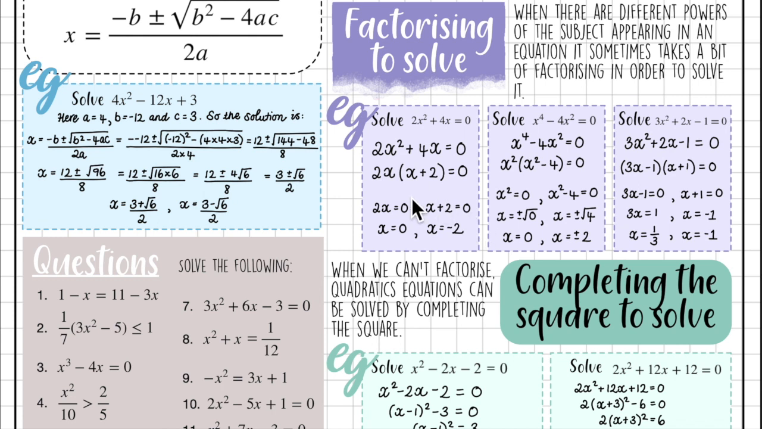Now we just need to rearrange to find out what x is. So here, x is 0, and this side, x is equal to minus 2. These are the two solutions to this equation here. You can put these values back into this equation here, and you'll find they satisfy this equation.